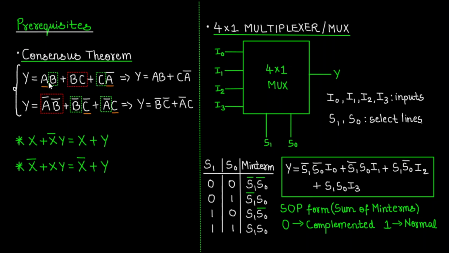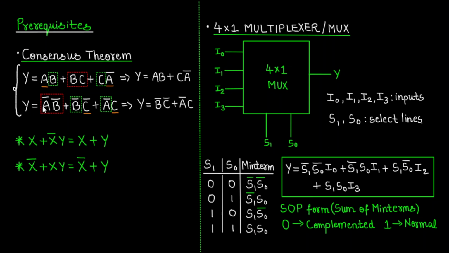Under these conditions, check the literals which are linked to this A and A bar. Here they are B and C. So the product of those two, B and C, should also be there in the expression, and as per consensus theorem, this particular term BC will be neglected as it is a redundant term. So Y is equal to AB plus A bar C.